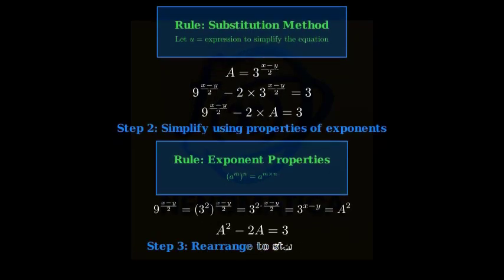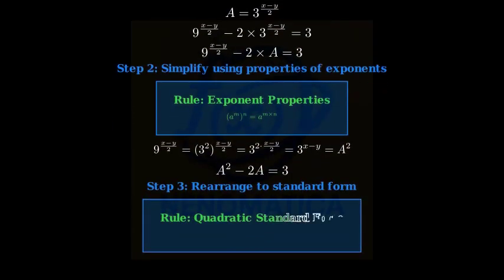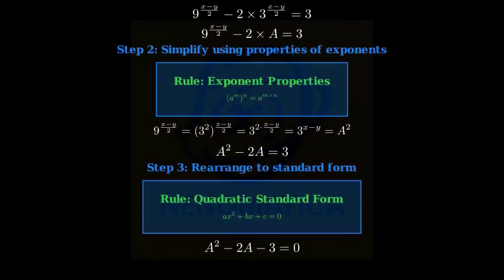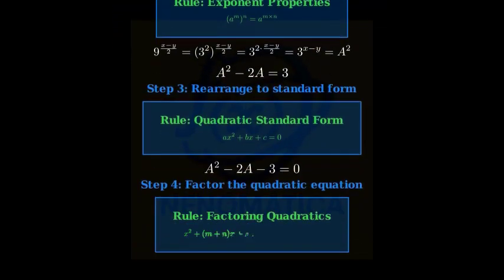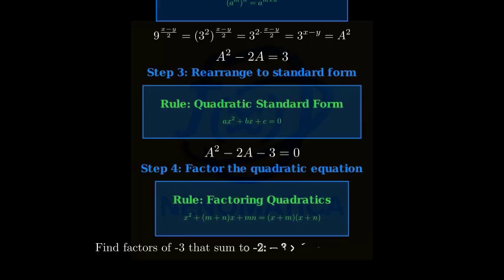Let's rearrange it to standard form. A squared minus 2a minus 3 equals 0. Let's factor this quadratic equation to find the values of a. We need to find two numbers that multiply to give negative 3 and add up to negative 2. Those numbers are negative 3 and 1.